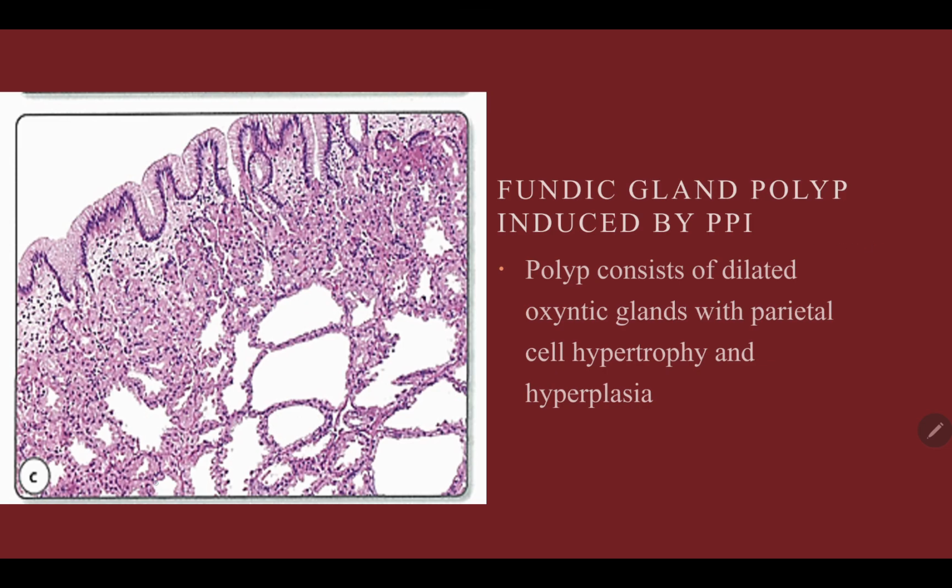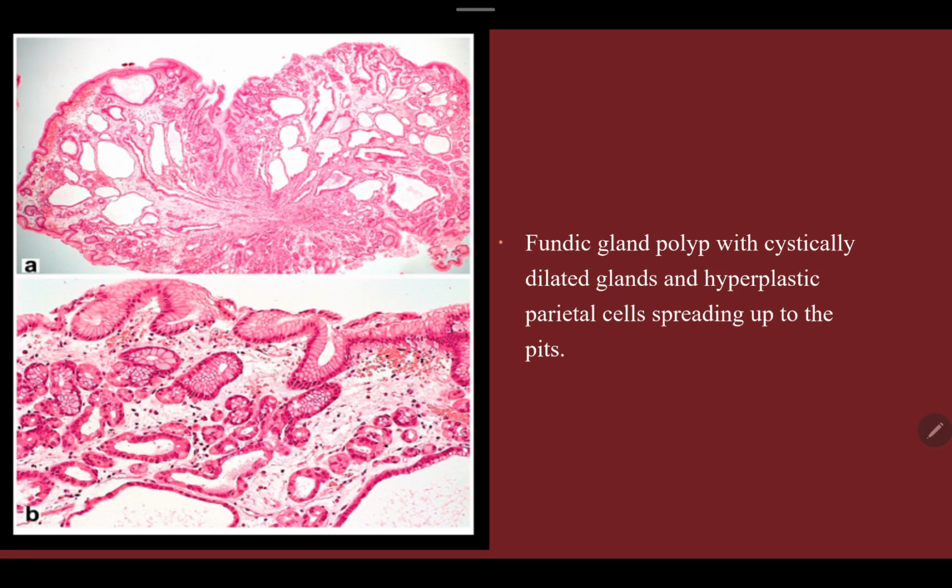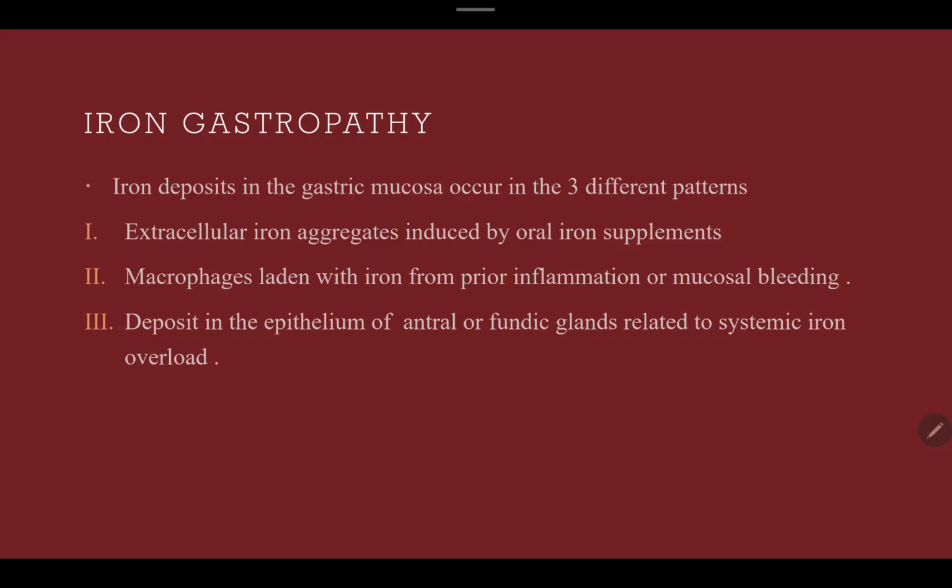So this is the gastric mucosa, which is showing dilated oxyntic glands with parietal cell hypertrophy and hyperplasia. So this is a fundic gland polyp with cystically dilated and hyperplastic parietal cells, which is spreading up to the pits. So next is iron gastropathy.